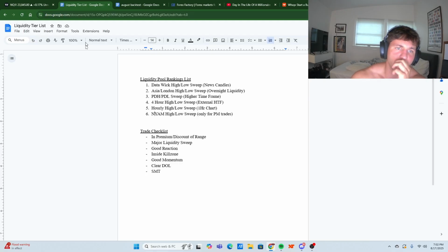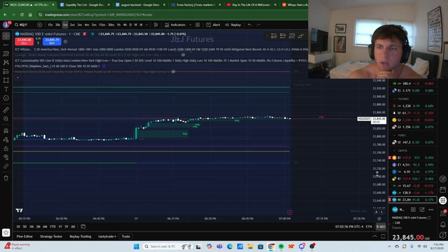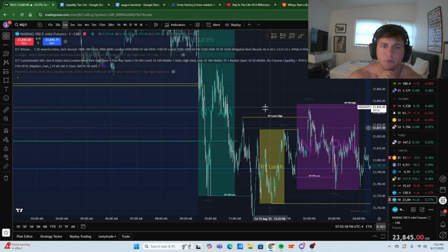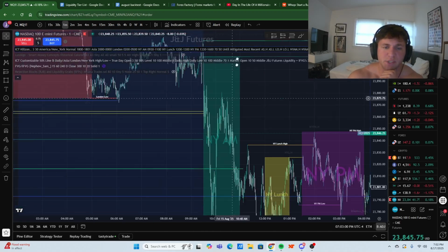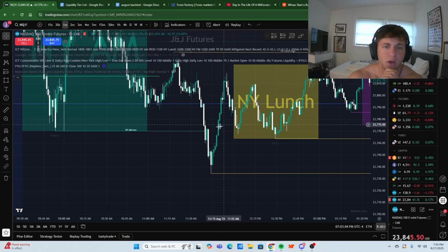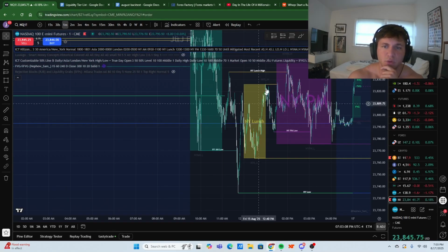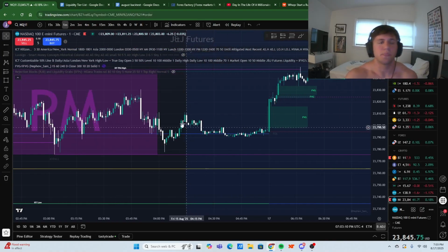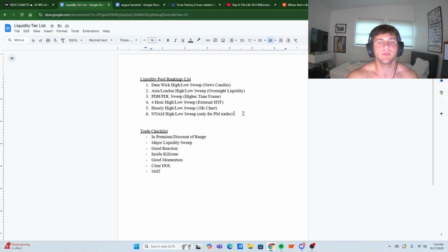Lastly, I don't trade PM, but if you do trade PM, you can take trades off of a sweep of the New York AM session high or low. Like as you can see here, we ran the low before New York lunch, got a nice V-shape off of it, and then continued bullish for a little bit. So those are the liquidity pools that I look for.